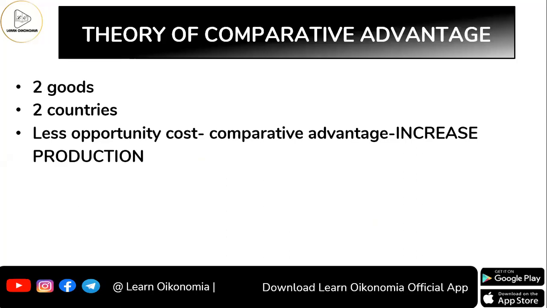I'm providing you an example here. I'm taking you to a two good, two nation model, so this is a 2 by 2 model. Two goods means we are dealing with two commodities, and in our example these two commodities are produced by two nations.